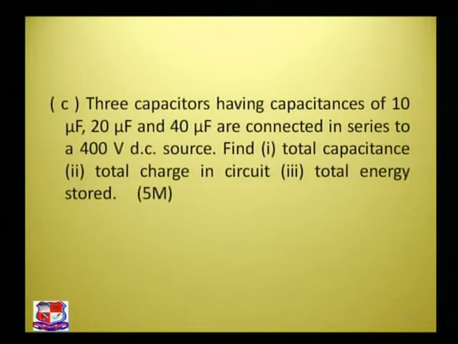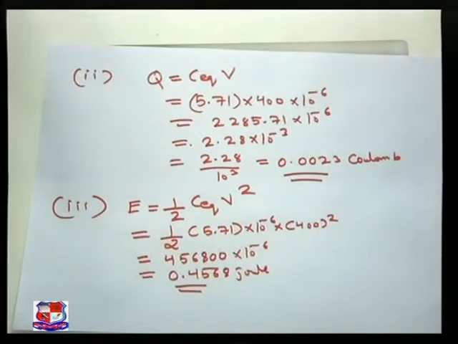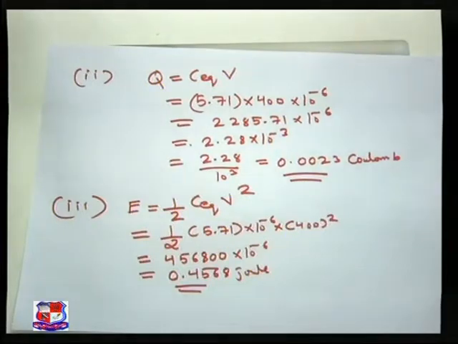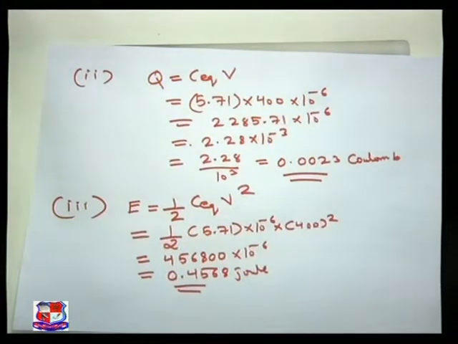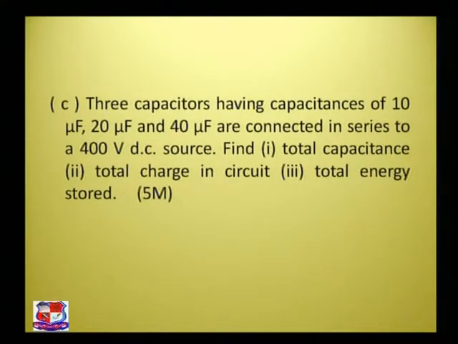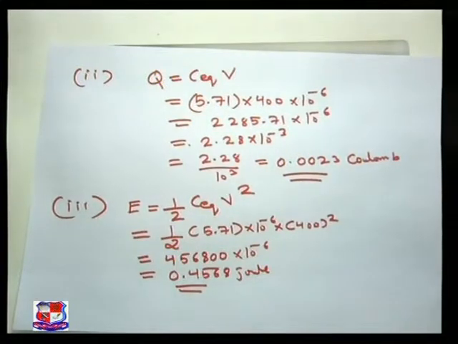Then from second part we have to find the total charge in the circuit. Once we have calculated the value of equivalent capacitance, the equation for the total charge in the circuit will be C equivalent into V, right? And then for the third case, if you see that it is asked total energy stored. For total energy stored, we do have a simple equation, half C equivalent V square.